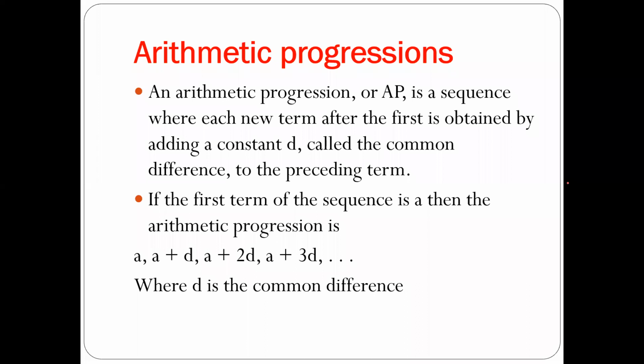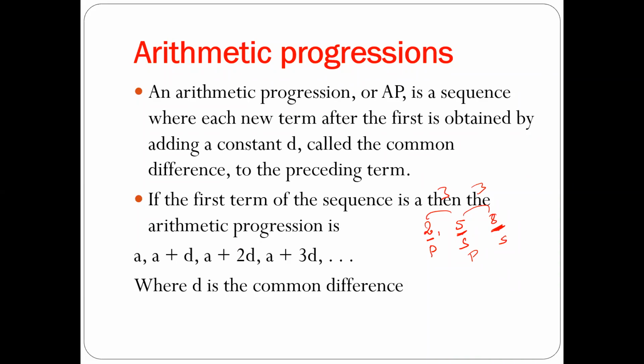That means, take the previous term and the successive term, 2 and 5. The successive term is 5 and the preceding term is 2. The difference between them is 3, and for this, the successive term is this and the preceding term is this. This difference is 3. That means a sequence where the successive term has a constant difference from its preceding term is known as arithmetic progression. We can define it both ways.